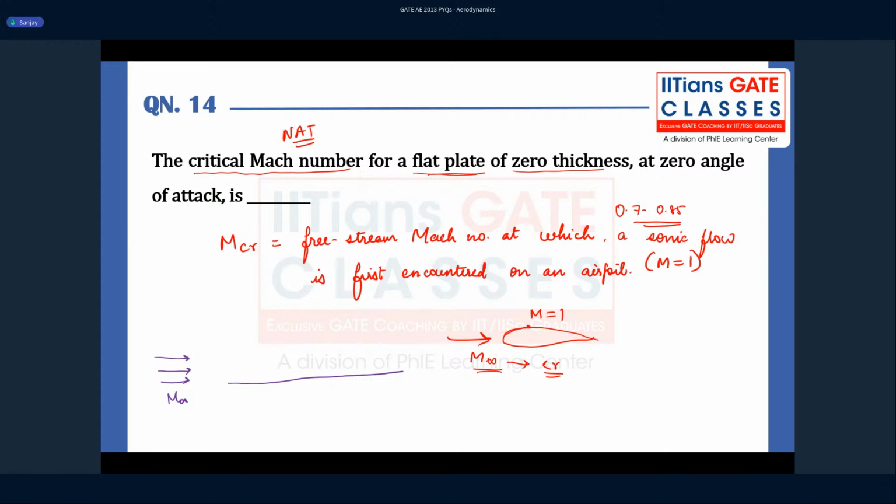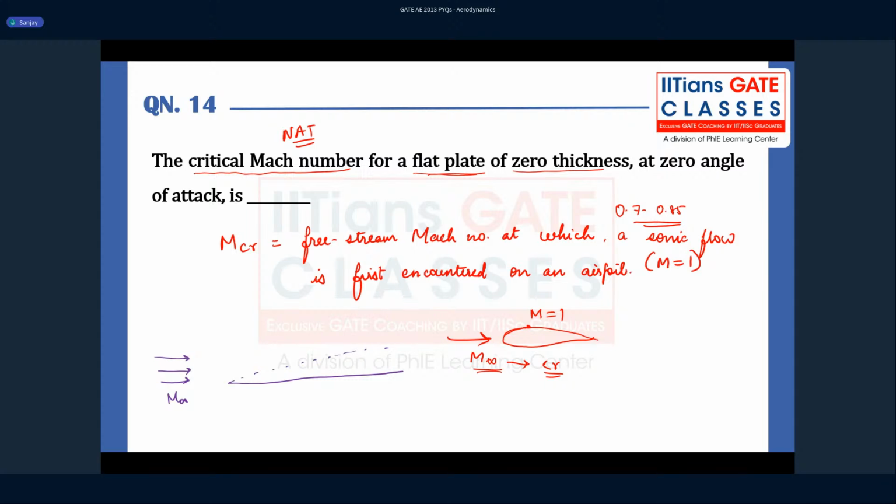Here we are not even considering the viscous effects. Otherwise, there would be a boundary layer, but that is only if you consider the viscous effects. Let's assume the flow is inviscid. So when the flow is inviscid, you are not going to have the boundary layer effects.